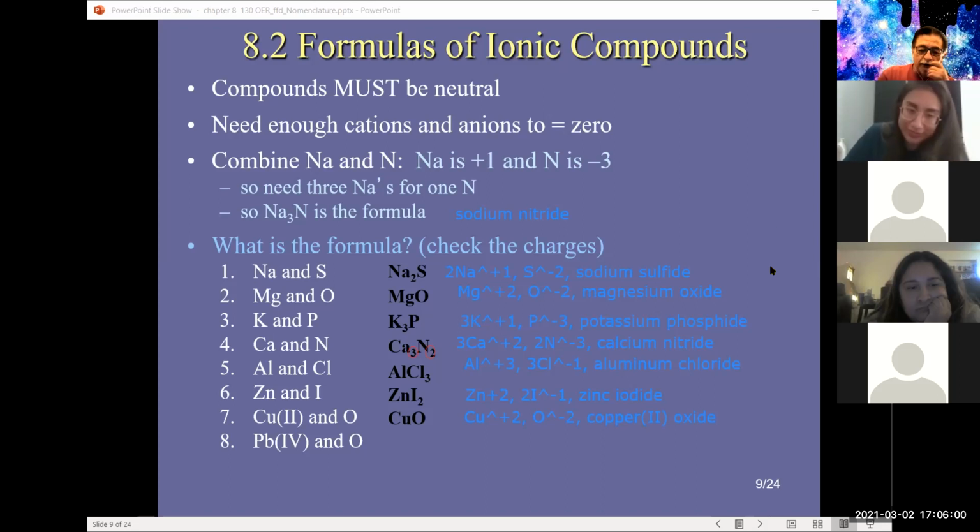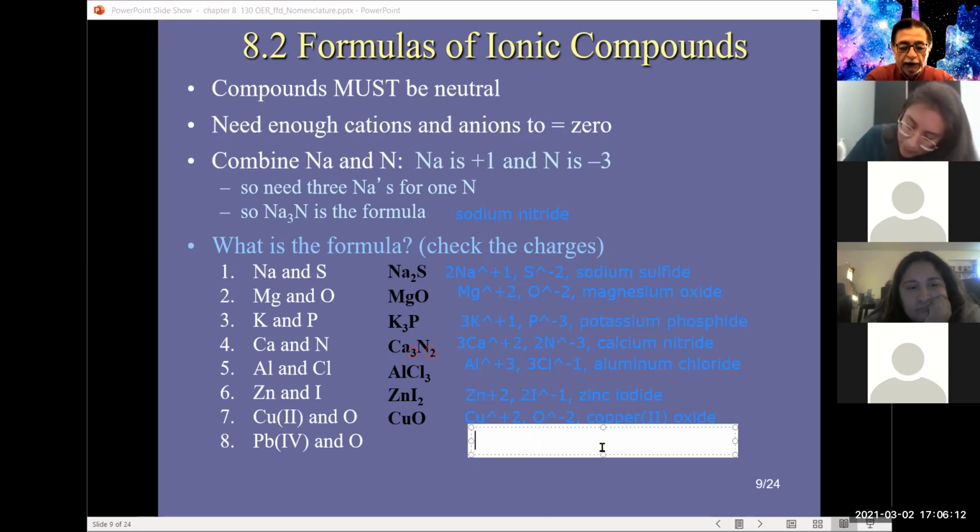Okay. All right. So here we have another one. We got lead 4 oxide. So first thing we do, write the ions. So we got lead, Pb. It's telling us that we're doing a +4 ion. That's what that Roman numeral is. And oxide hasn't changed, still the same, -2.